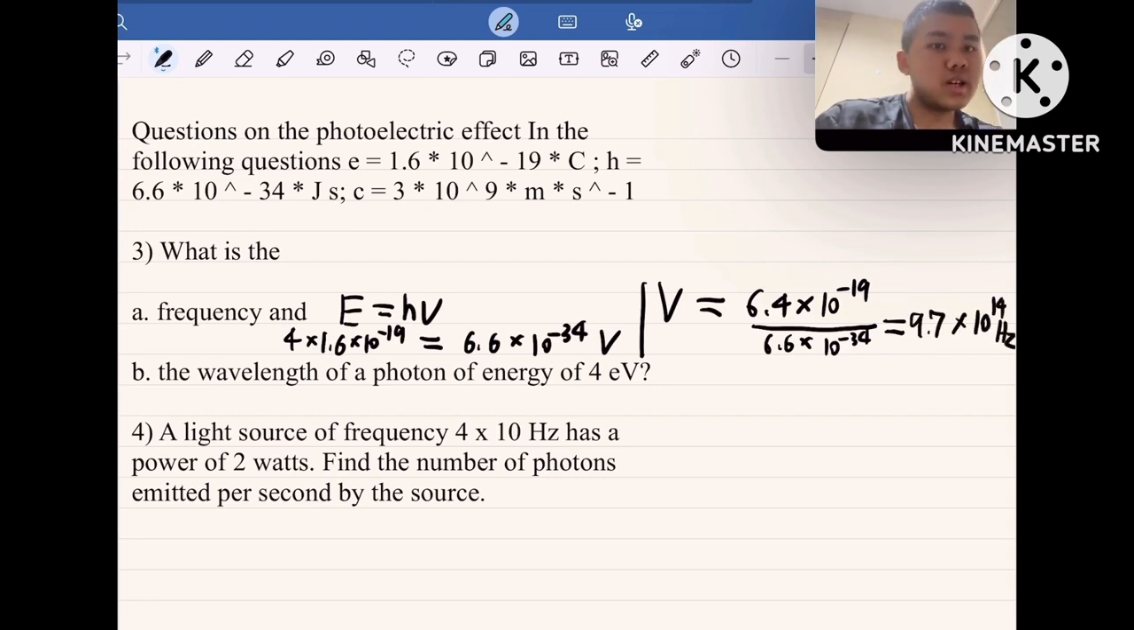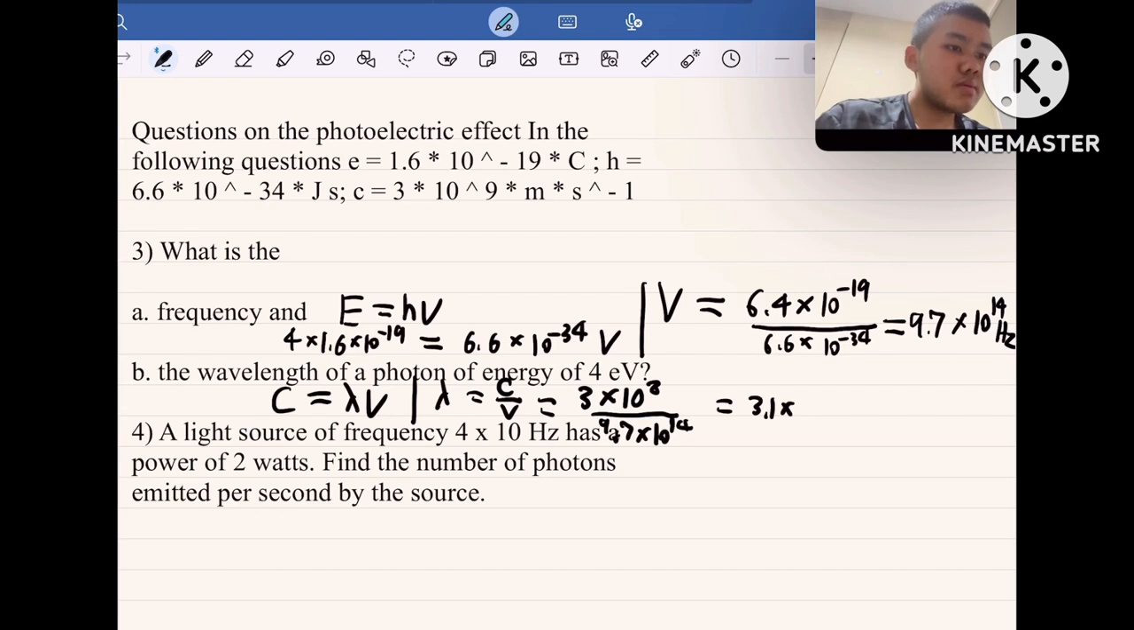9.7 multiplied by 10 power 14 Hz. Then use the formula c equals λν, so λ equals c divided by ν, that is, the speed of light divided by the frequency that we got from the previous question. Then we arrange the unit of our answer and get 310 nanometers.